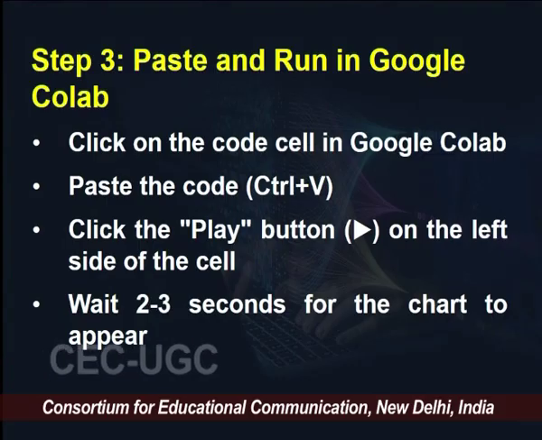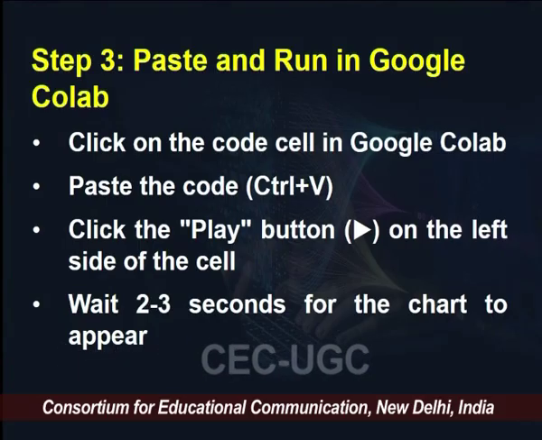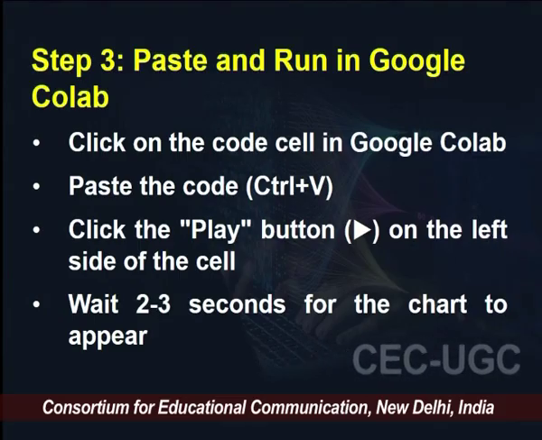Now it might happen that the Google Colab environment takes a few seconds to spin up and get you on board. So wait 2-3 seconds for the chart to appear. But what happens when you run the code? Google Colab reads the code line by line and uses our library of choice, which here is matplotlib, to draw the required chart, and the chart appears right below your code cell.